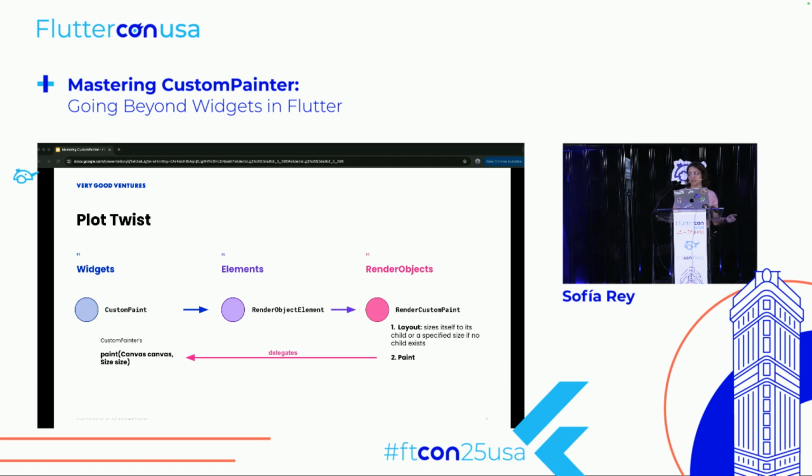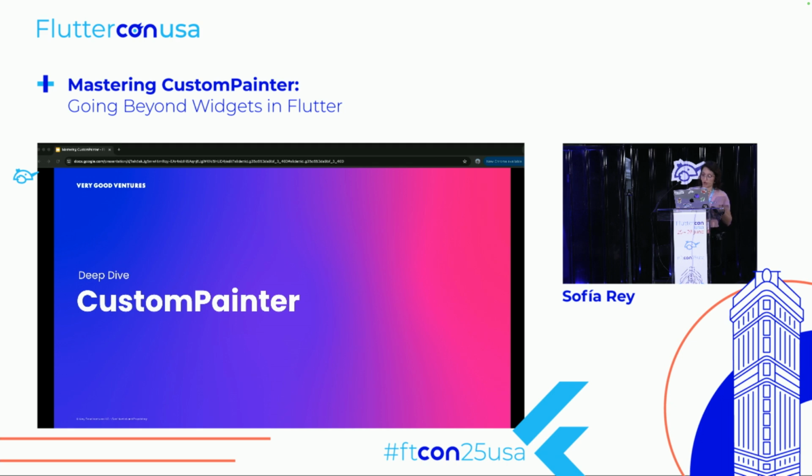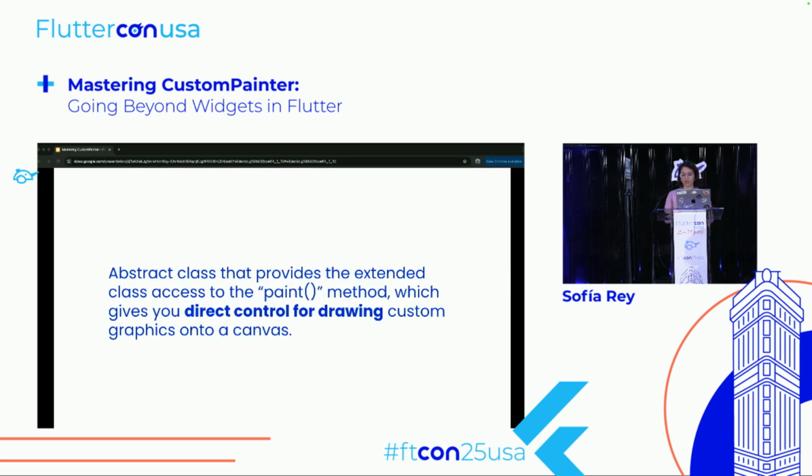That's why custom paint is so powerful. So now that we understand why it's so powerful, let's dive deeper into this class and what it is. It is basically an abstract class that provides the extended class access to the paint method, which gives you direct control for drawing custom graphics onto a canvas.